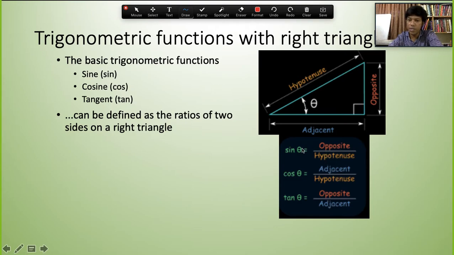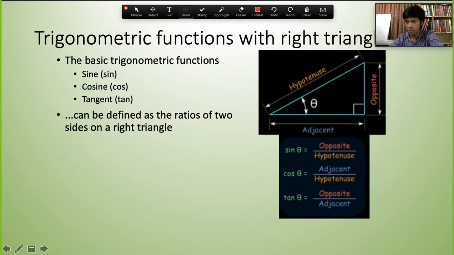Opposite by hypotenuse, let's call it sine theta. Adjacent by hypotenuse, let's call it cos theta. Opposite by adjacent, let's call it tan theta. And then we can take the reciprocals, which have 3 other names: cosec, sec, and cot, the reciprocals of these. So where did sine theta come from? Sine theta is the ratio of opposite and hypotenuse, or opposite divided by hypotenuse. This is the ratio of these sides.